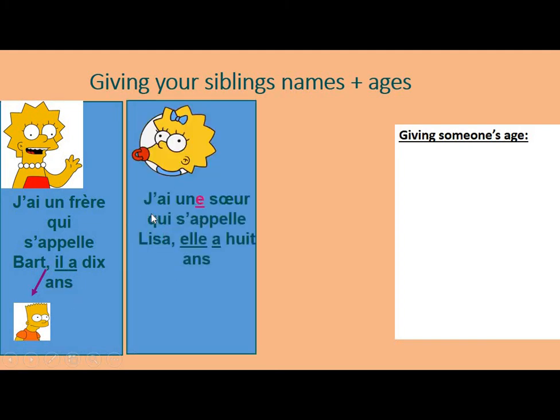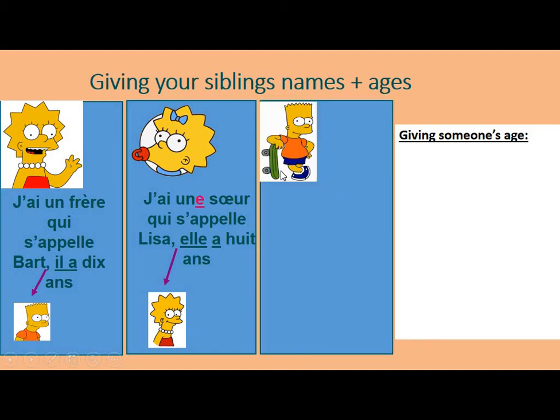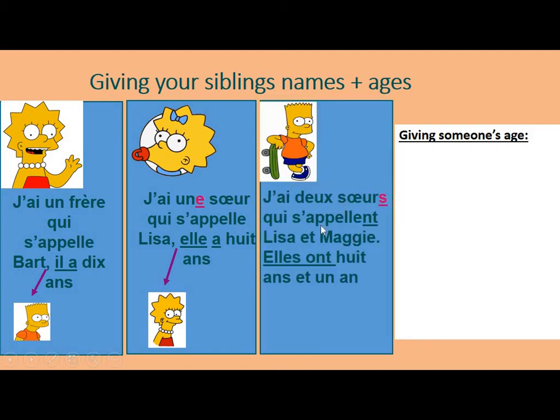Maggie. J'ai une sœur qui s'appelle Lisa. Elle a 8 ans. She has 8 years. Very strange. And Bart then, j'ai deux sœurs qui s'appellent Lisa et Maggie. Elles ont 8 ans et 1 an. So this is they have 8 years and 1 year. Really weird way of giving the age. It's really strange. It takes a little while to get your head around. It's like you have 8 years of life so far.